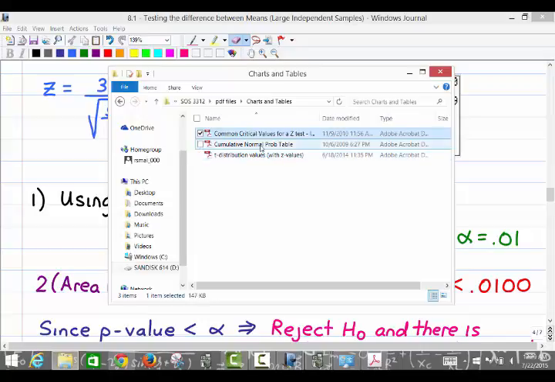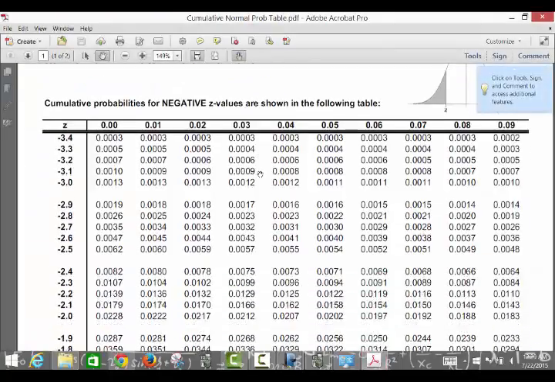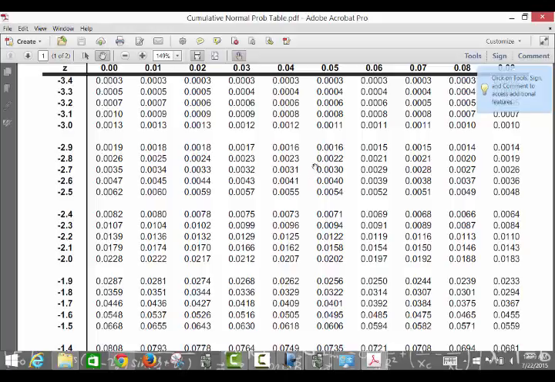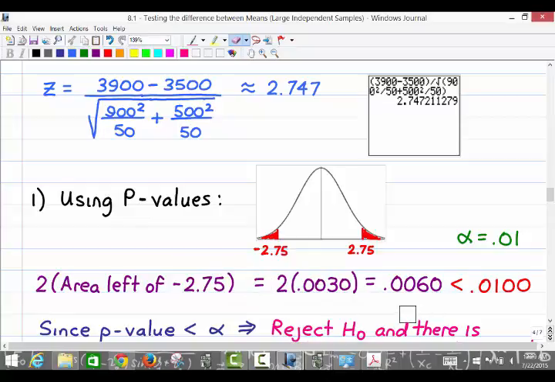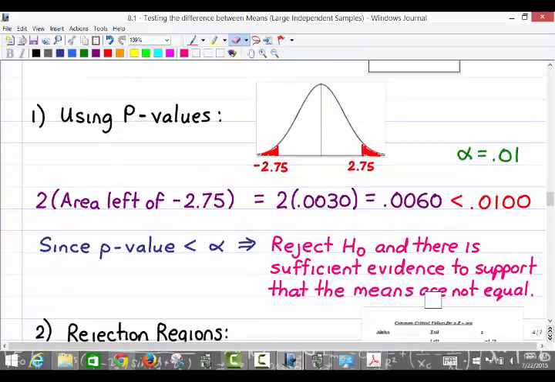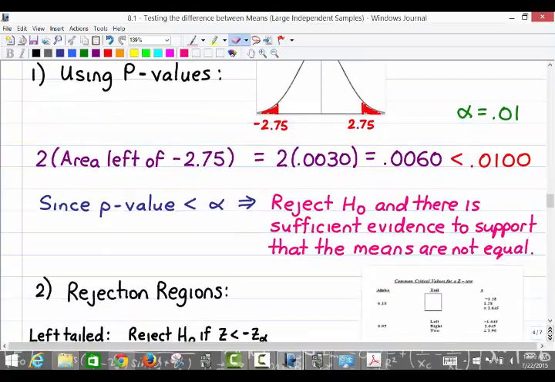0.006 is less than 0.01. I'll find that 2.75 real quick. There it is. Yes, because it's got that extra 0 in front of it, it makes it smaller. So the p-value is less than alpha, which means we reject the null, and there is sufficient evidence to support that the means are not equal.